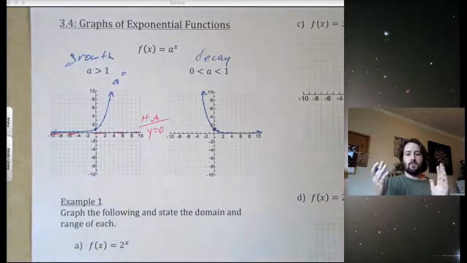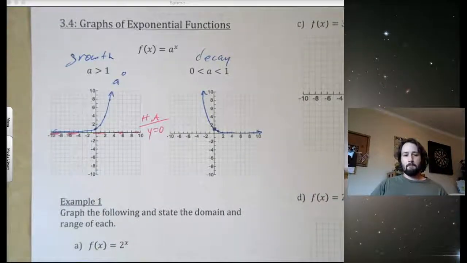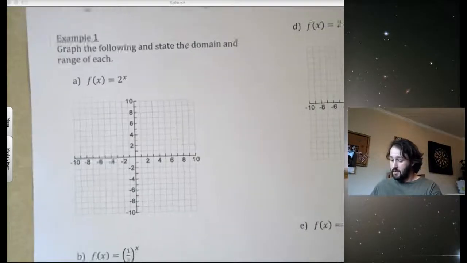So notice these are reflections of each other. Cool. They both have y-intercepts of (0, 1). They both have horizontal asymptotes at y equals 0. All right. Other than that, let's get into it. We only got a few.